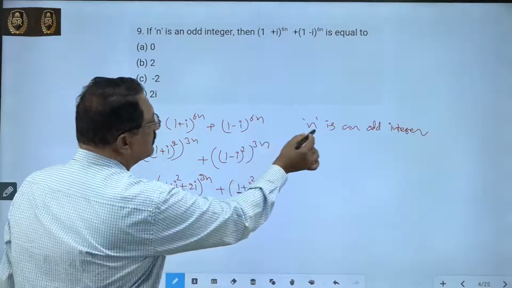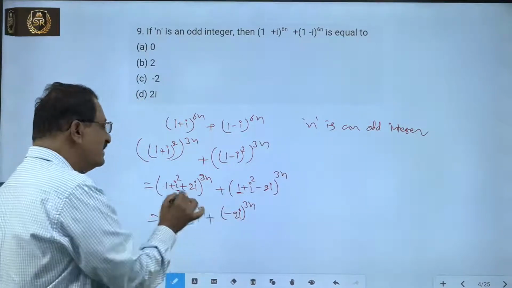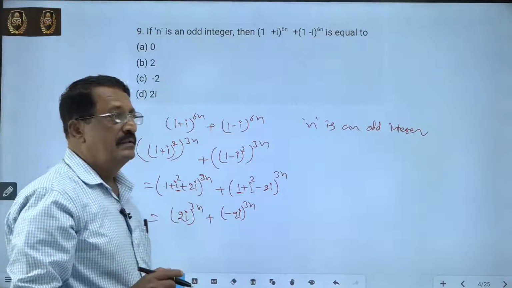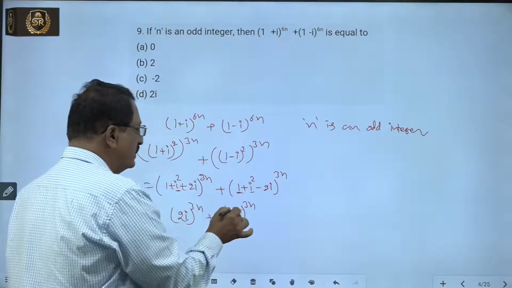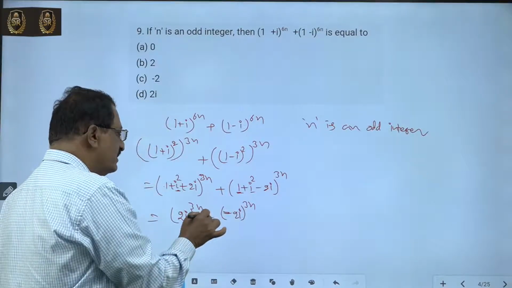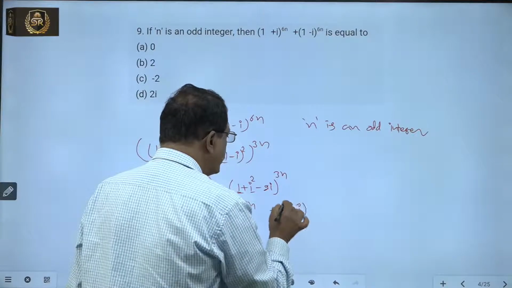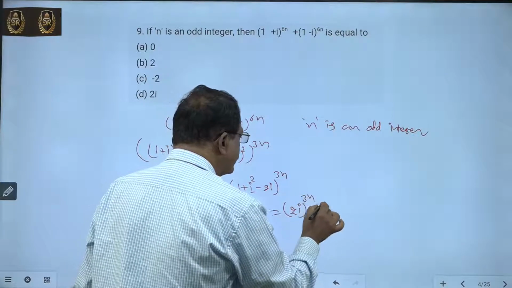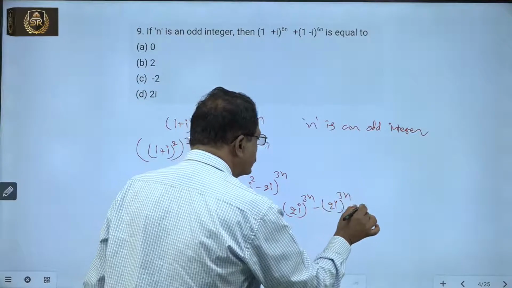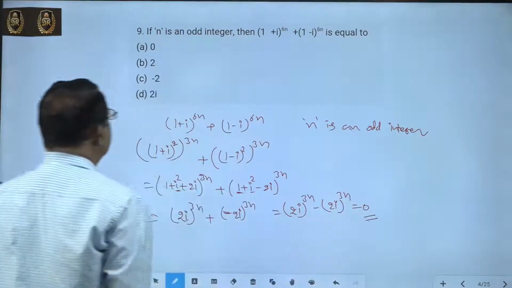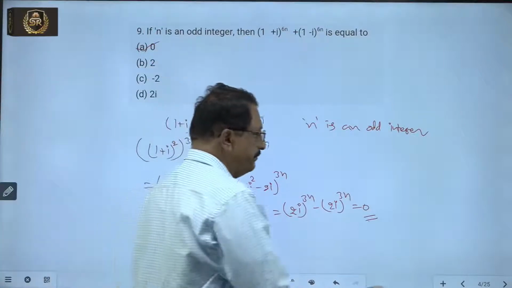But given n is an odd integer. Now 3n is also an odd integer. Any number to the power of an odd integer, and minus of that number to the power of an odd integer, gives the minus sign. That equals (2i)^(3n) minus (2i)^(3n), which equals 0. Answer is 0. First option, answer A.